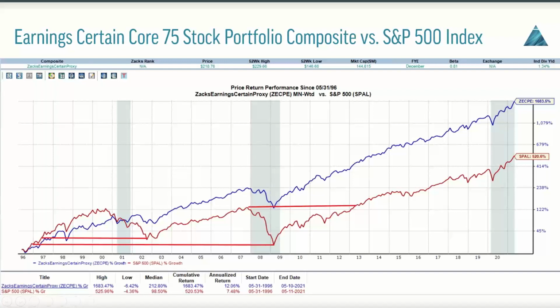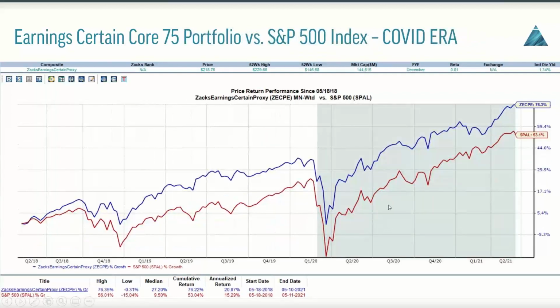We did this all through the early 2000s. And the Earnings Certain portfolio just continued to perform. During the Great Recession, it only took 2 years to recoup our losses versus a little bit over 5 years for the S&P 500. During the COVID era, you could see that every time we had a downturn, the Earnings Certain portfolio outperformed the S&P 500.